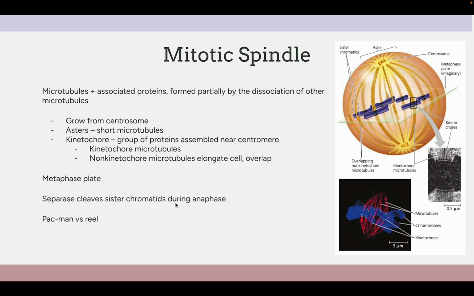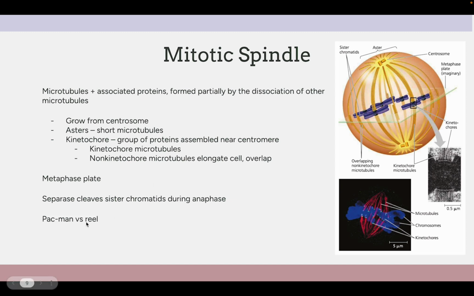And we've got separase to cleave the cohesins in between the sister chromatids during anaphase. And then, you know how we said that during anaphase we're pulling apart these sister chromatids? Well, there are two theories people had as to how they're doing that. One is the Pac-Man theory, which is basically saying that the microtubules are getting shorter at this point right here, and these chromosomes are kind of getting dragged in like that.